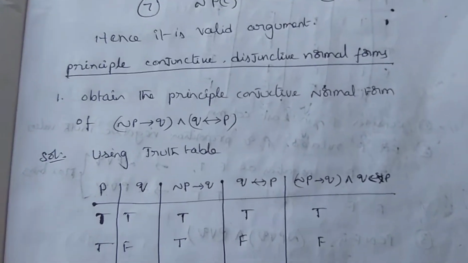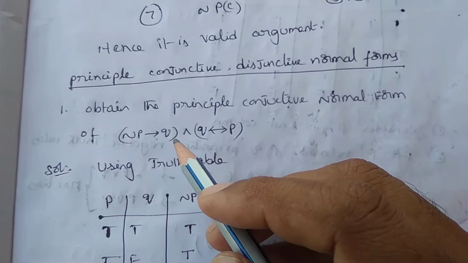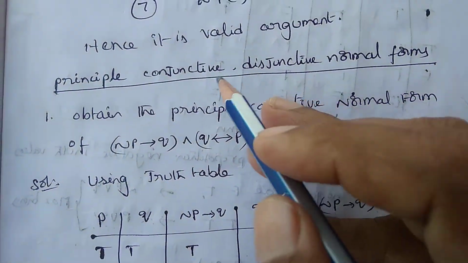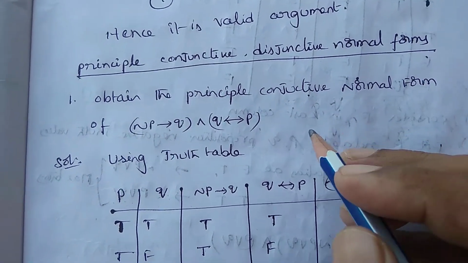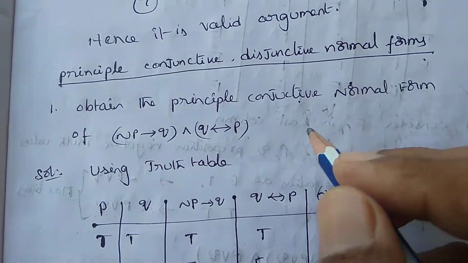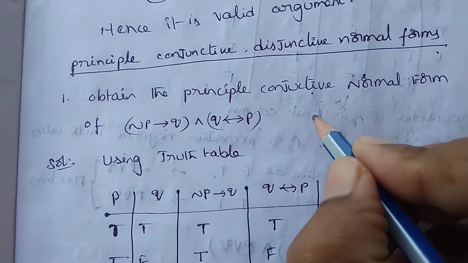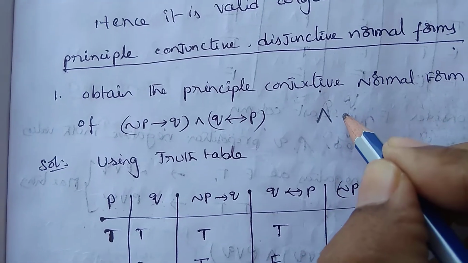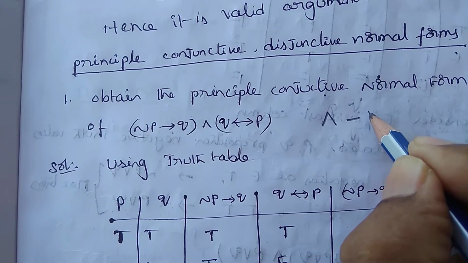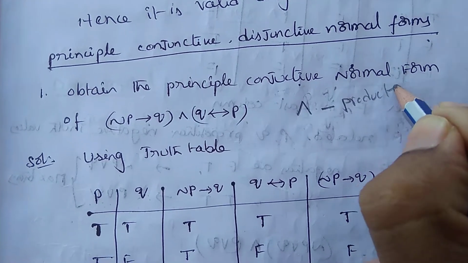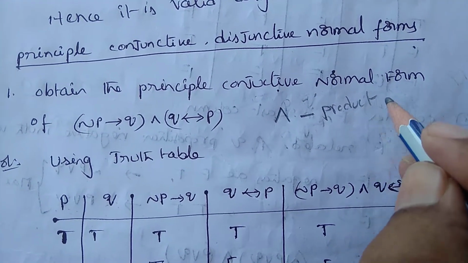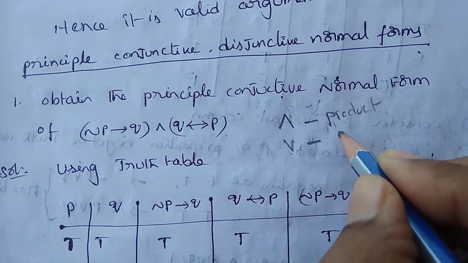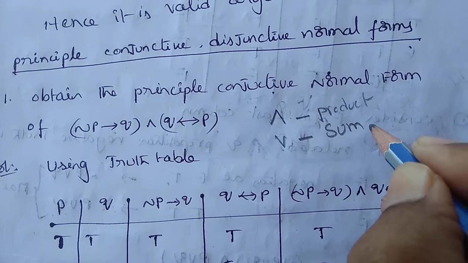Welcome students. In mathematical logic, one of the most important models is finding principal conjunctive normal form. Principal disjunctive normal forms are there too. So before going to know them, you have to understand the symbols. This symbol is also called the product symbol. The product symbol between propositions: if propositions are given, this is called product. The OR symbol is denoted between propositions as sum.